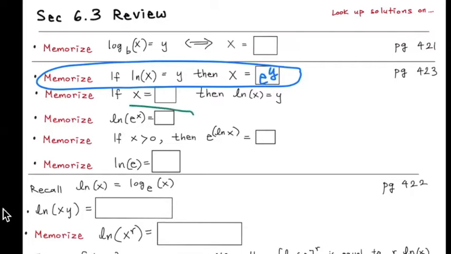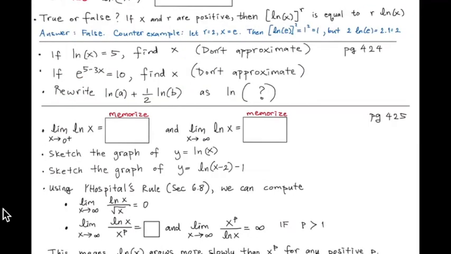Another statement is that the natural log of e to a number is equal to the number itself. As x approaches 0 from the right, the natural log gets large and negative. So we put negative infinity symbol here. And as x gets large, the natural log also gets large. And you can make the natural log as big as you want.